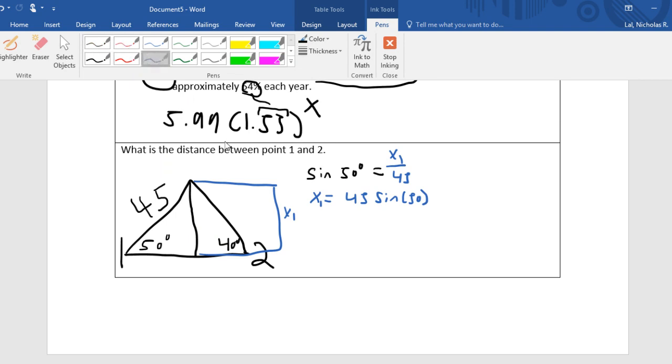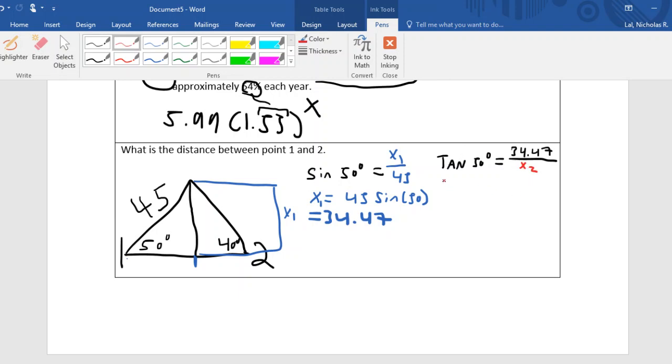So this x1 is equal to 34.47. And then from this point, I can just find, using the tangent, the distance between point 1 and the middle point and point 2 and the middle point. So now I can say the tangent of 50 is equal to the opposite, which is 34.47, over the adjacent, which we're going to call x2.